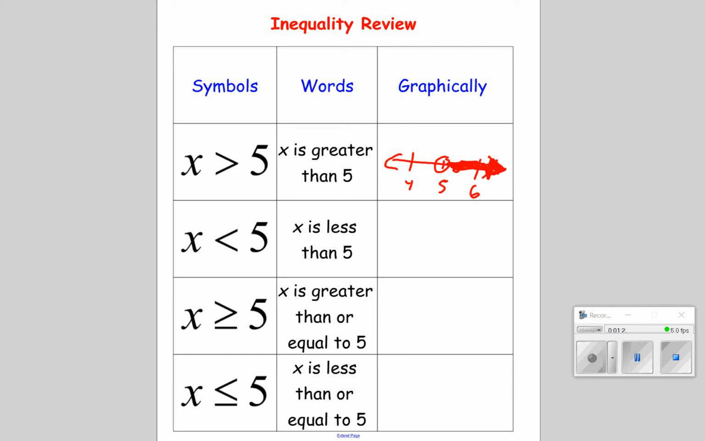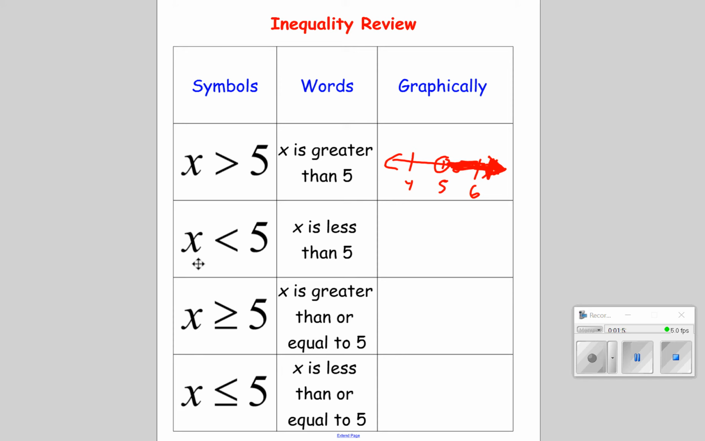A lot of times you ask somebody, well, if x is greater than 5, what must x be? And some students will say, well, it's 6 or more, when that's not true. What about right here? 5.1, or even closer, 5.01. So when you say x is greater than 5, you show it graphically by drawing a number line, putting an open circle at 5, and shading to the right. Those are all the numbers that are greater than 5.